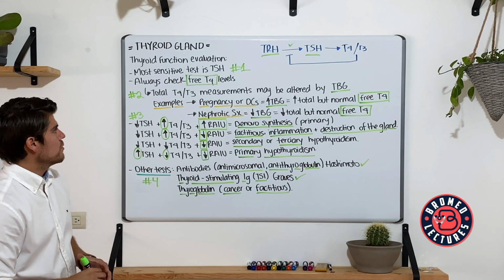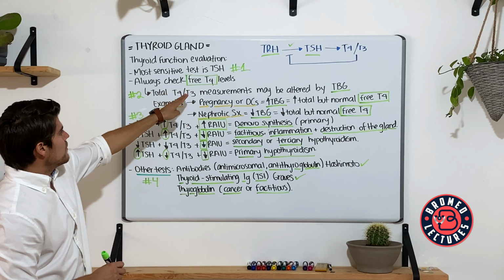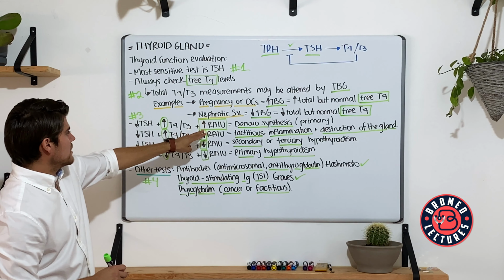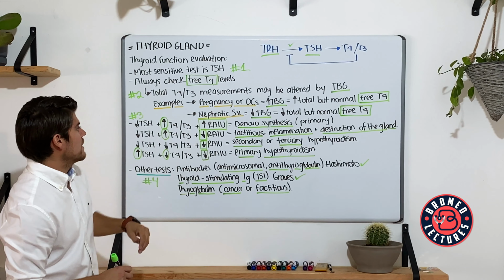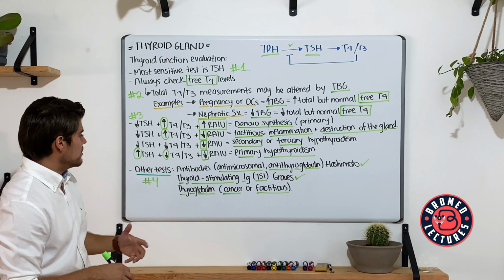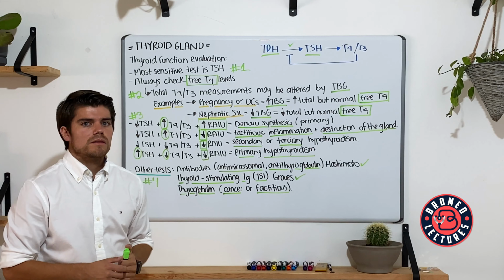So those are your rules: TSH, free T4 levels, add the radioactive iodine uptake to know how the gland is functioning, and then number 4, get to the specifics with other tests. That's going to be it for this section.